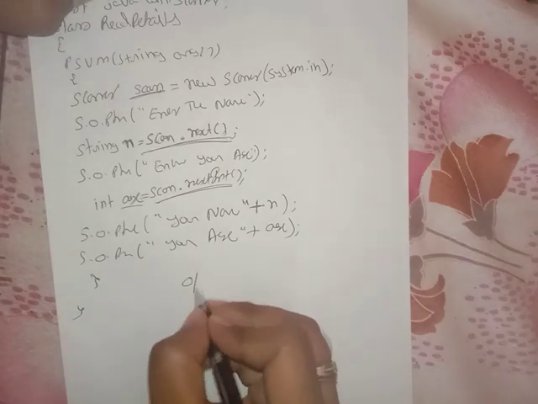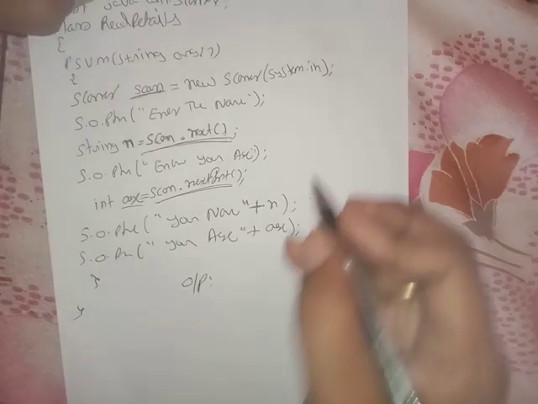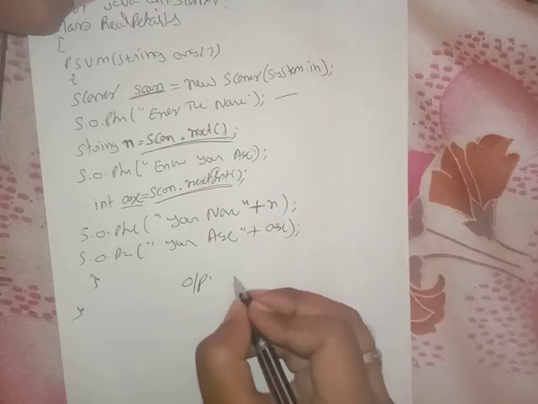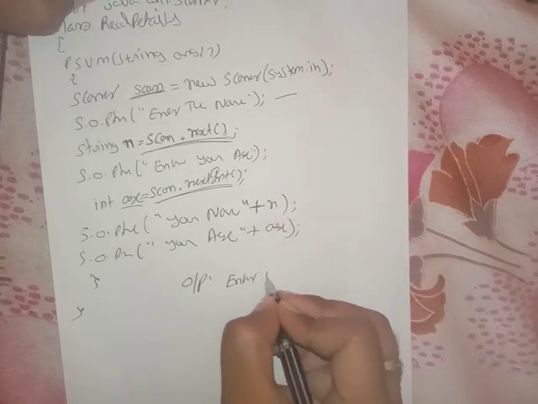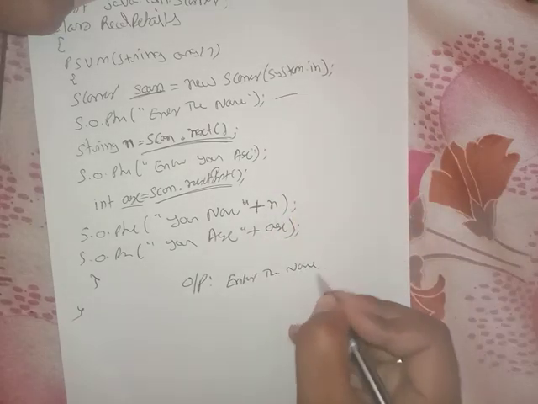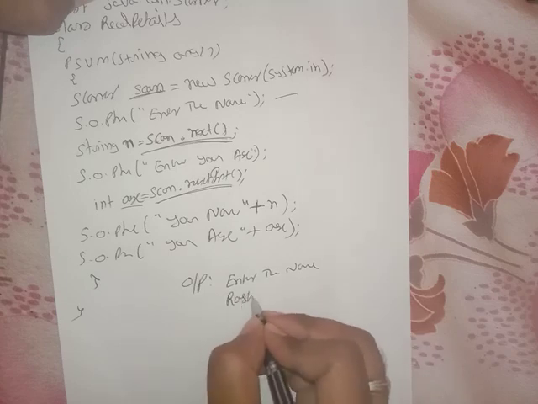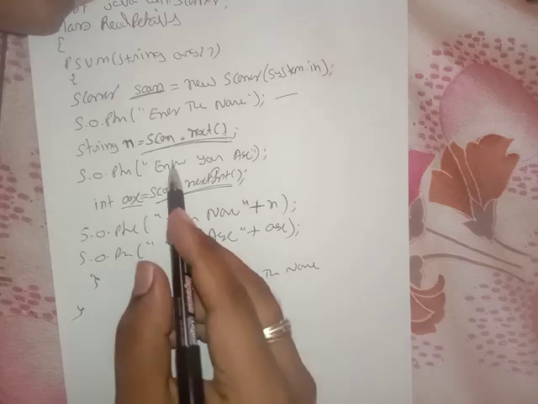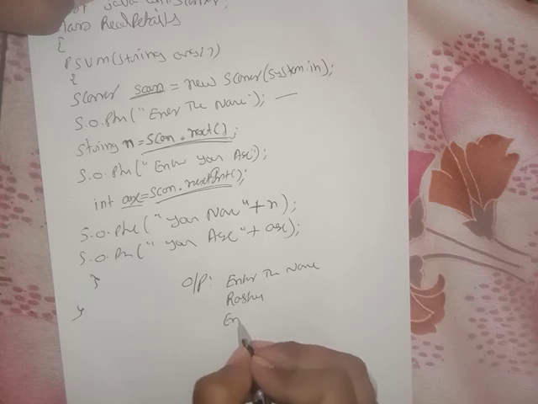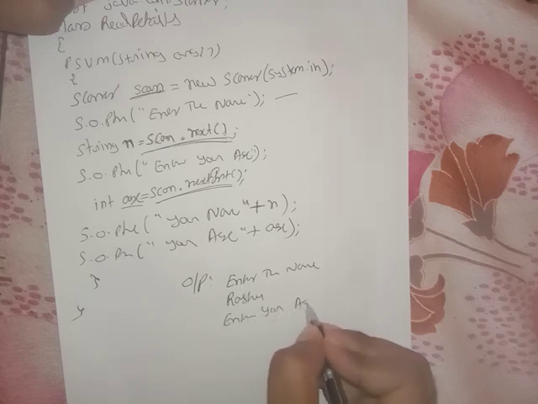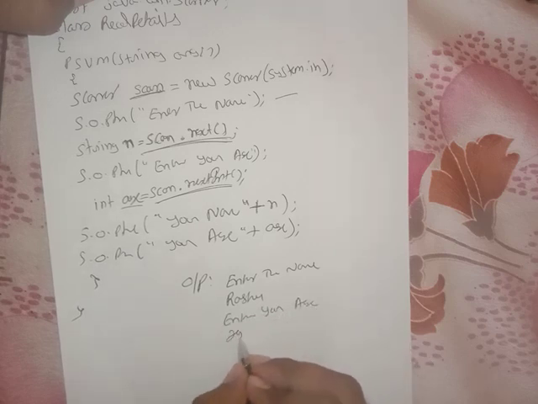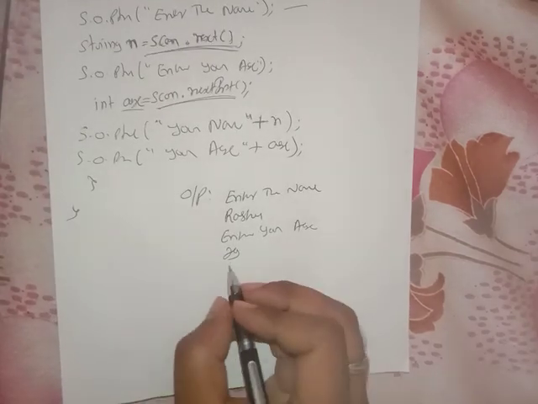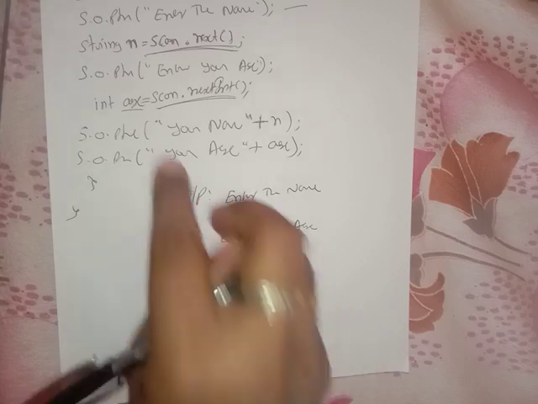When I run this program, what happens? First, it prints enter the name. I enter the name, Raghu. Then the second line prints, enter your age. That one I am going to enter, 29. Next, what happened? It displays these two.